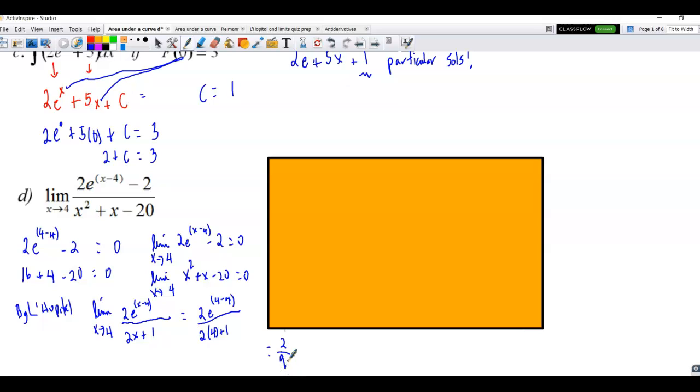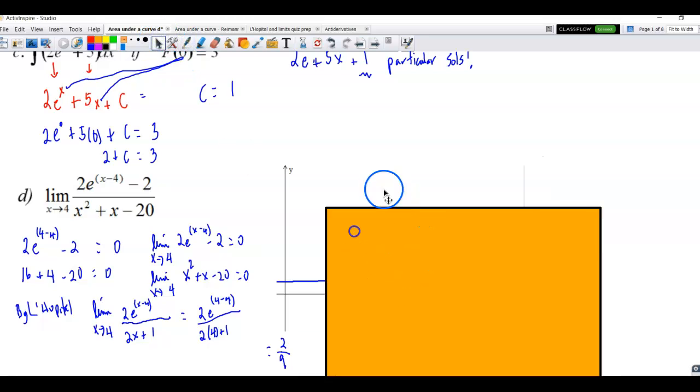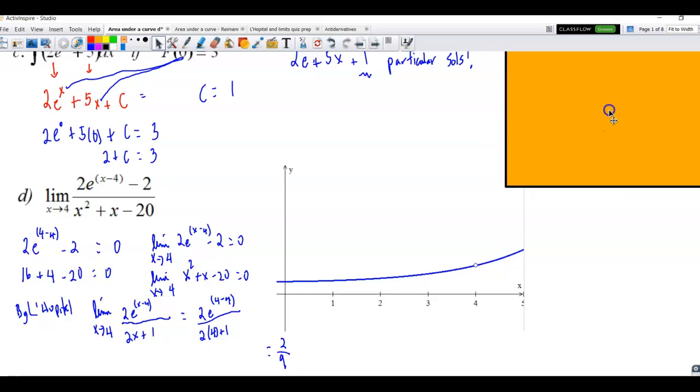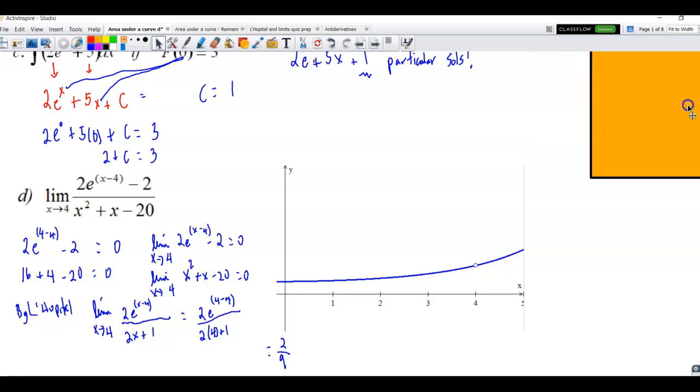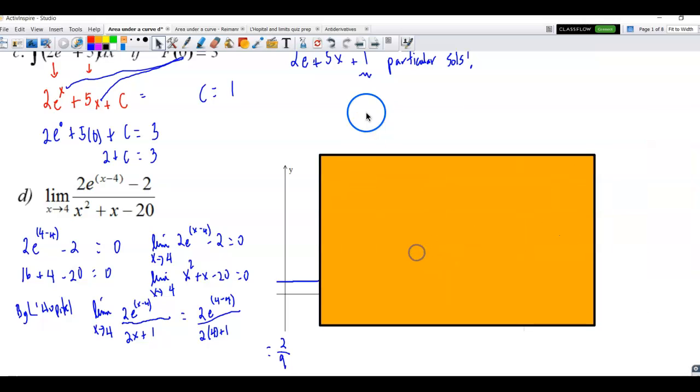So this function is approaching a y value of 2/9, and I do have a graph just to show you. I don't think you're necessarily going to be able to say, oh yeah, that's 2/9. But as x goes to 4, we are approaching a y value of 2/9. All right, L'Hopital practice.